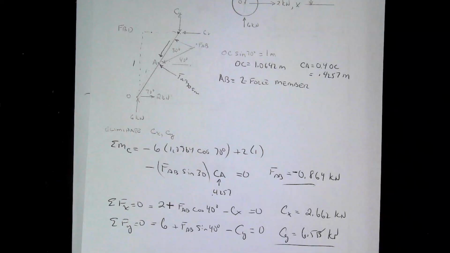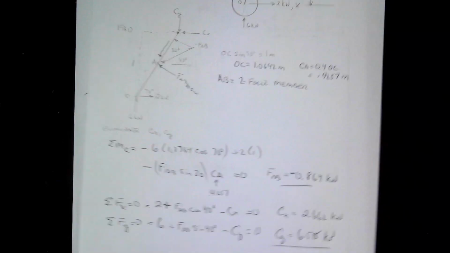We get 2.662 kilonewtons. Now, summing forces in the y, set it equal to 0. I have 6 kilonewtons coming up. I know I got that right. This we now know is going up, so we have plus FAB sine 40. And I had CY going down, so I'll subtract that off. Set it equal to 0. Solve for CY, and we come up with 6.555 kilonewtons. And there we go. This problem is settled. I will reset here, and I will see you again in a moment.